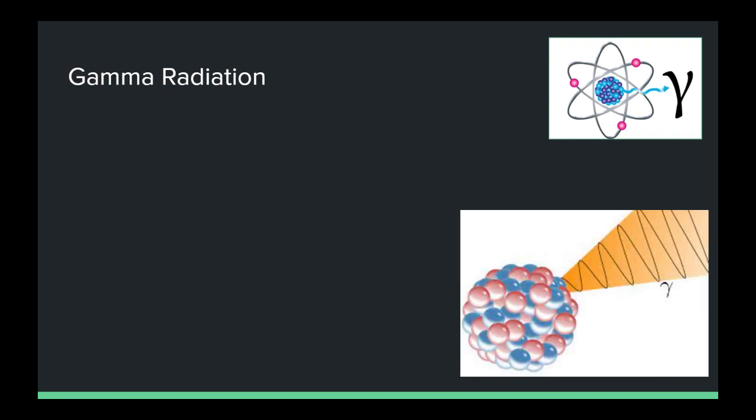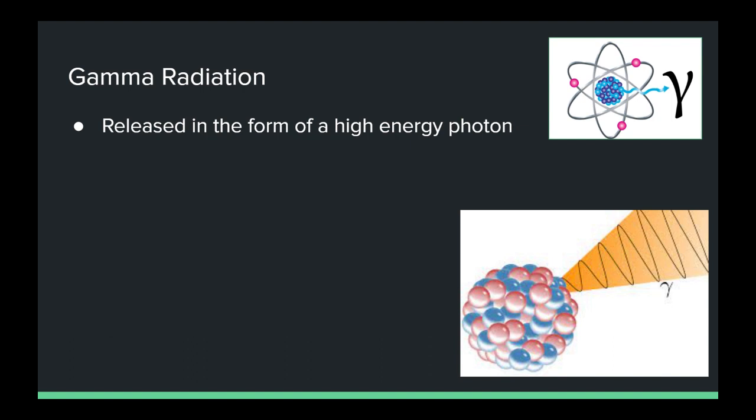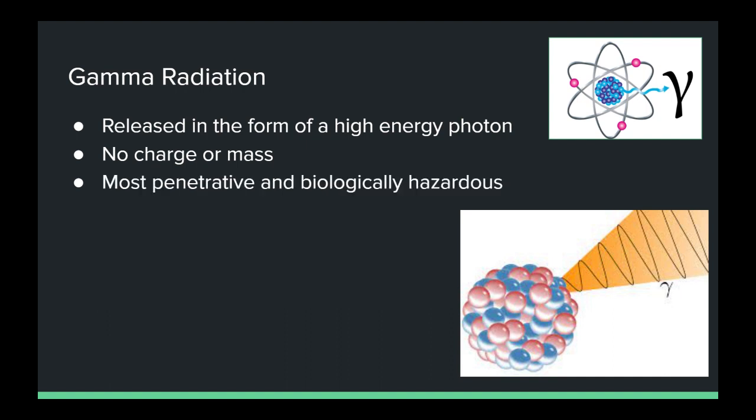You might know this because this is what turned the Hulk into the big green monster. So, gamma rays are emitted when a highly energetic photon escapes from the nucleus of an atom. And seeing as how they have no charge and no mass because they are just short wavelengths and high frequencies, they are also the most penetrative and biologically hazardous of the radiation we'll discuss.